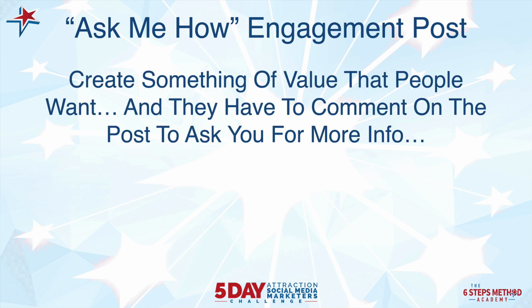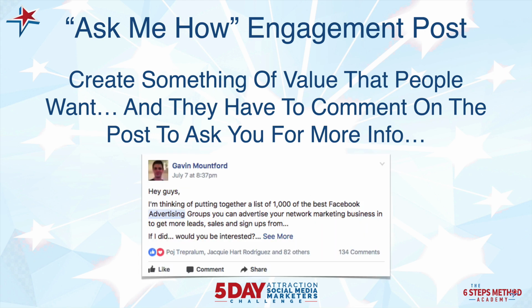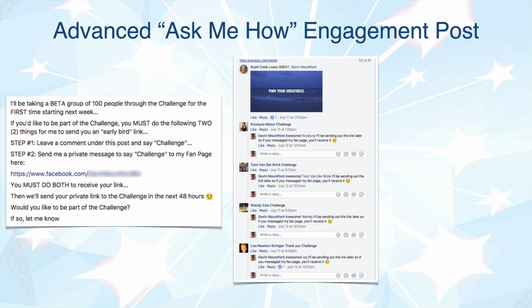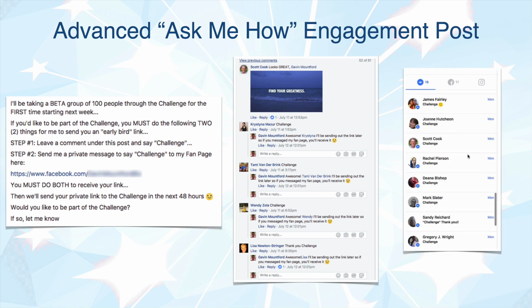Now, with the Ask Me How type of post, you create something of value that people want, and then you get them to ask you for more information. See, with this post here, I was offering a free Facebook advertising groups guide, which had 134 people ask me how to get it. And this post here is a slightly more advanced version of the Ask Me How type of post, where you actually tell people to let you know under the post and tell them to send you a private message to get more information, which means that you're able to instantly open up a dialogue with your prospect and they've come to you rather than you going to them, which gives you much more posture.